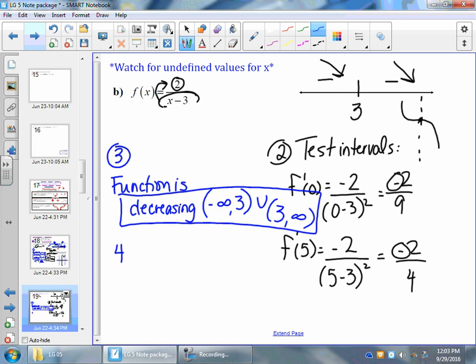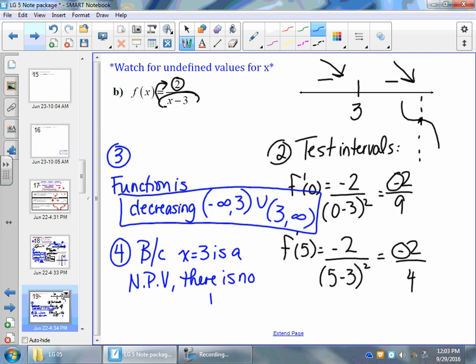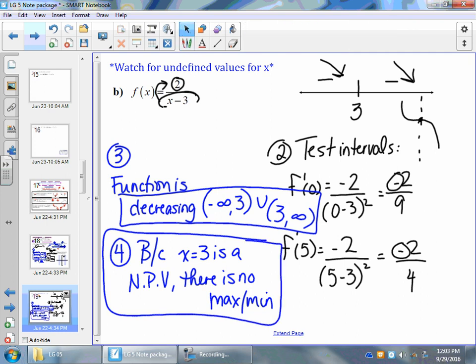And the last one asks, what is the maximum or the minimum? Because I don't have a critical value that actually exists on my graph, we don't have a maximum or minimum. So we can just say because x equals 3 is a non-permissible value, there is no max or min. Feel free to look at your graphing calculator here. I'm going to move on. You guys can do that on your own.